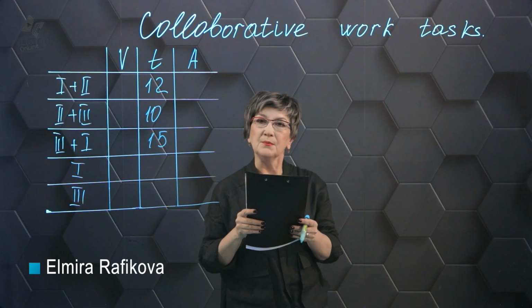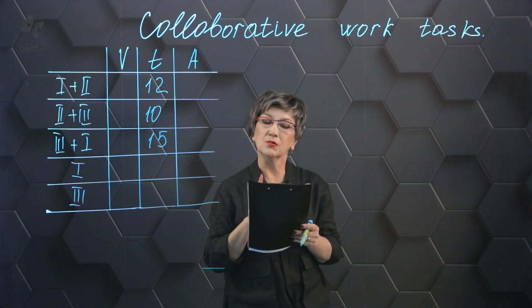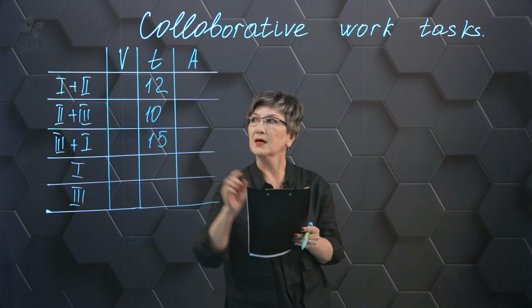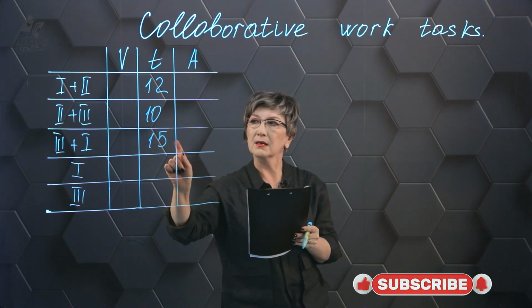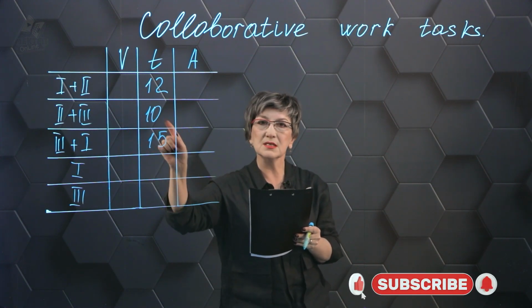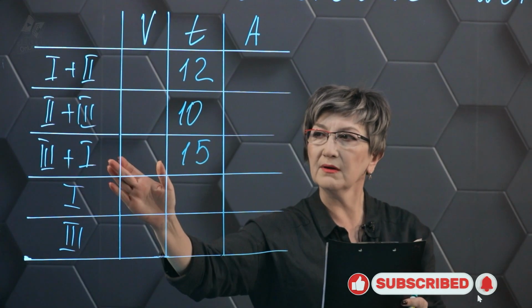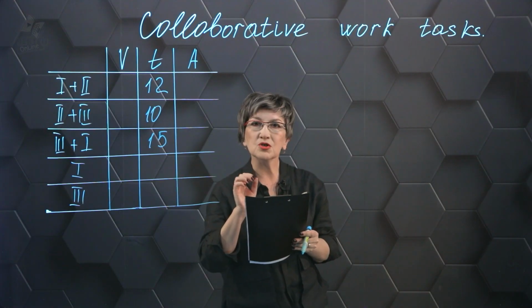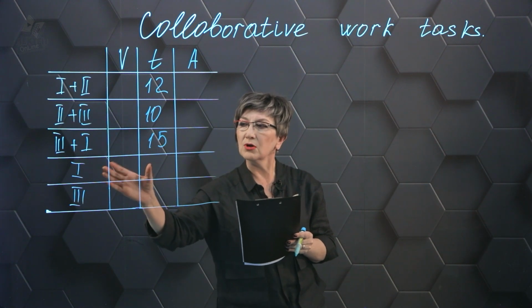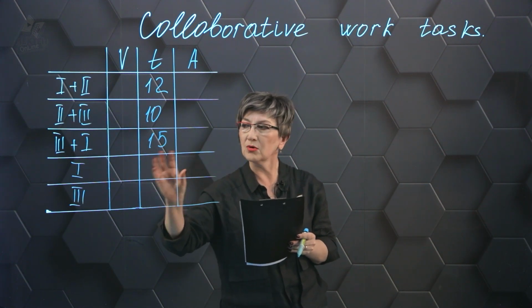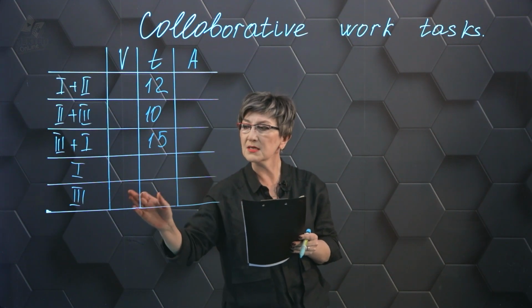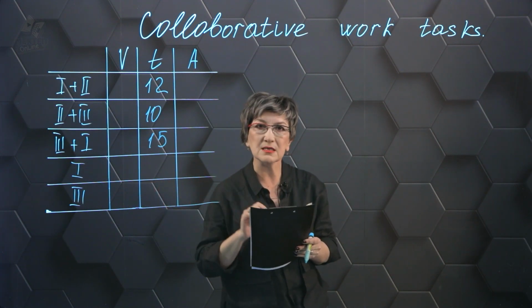The condition of the problem is as follows. The first and second companies can build a house in 12 months. The second and third company builds this house in 10 months. And the third and first company builds this house in 15 months. We need to find out how many months it takes the first company to build the house, and how many months it takes the third company to build the house.